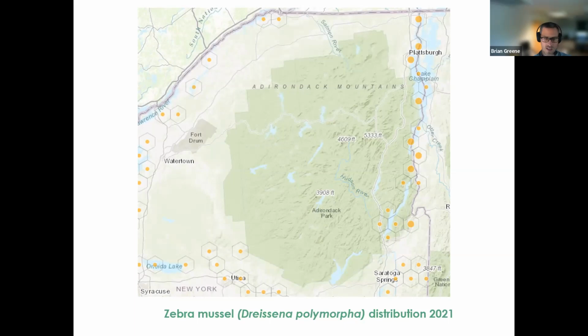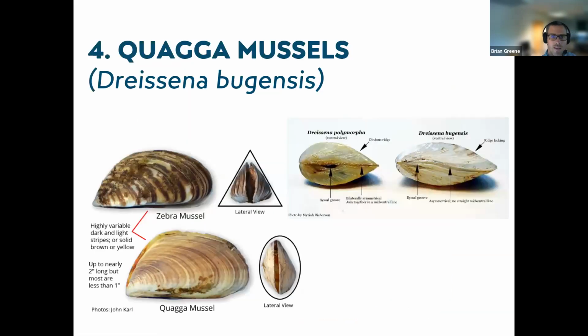Another species that's very similar, and it's the next one on our list, is the quagga mussel. The quagga mussel is one that we think has a lower calcium requirement. And so we do think that it would be more suitable for more of our lakes. We currently don't have the quagga mussel in the Adirondack region.